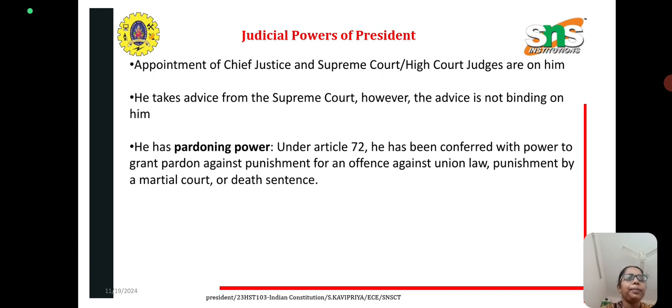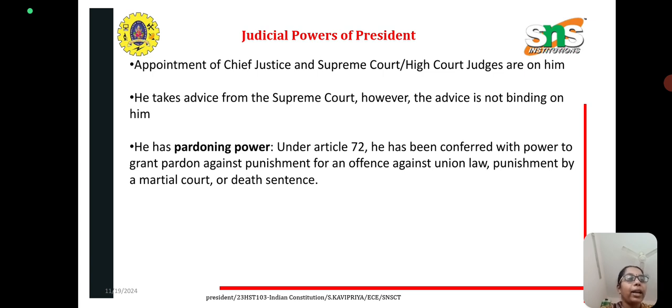And next is the judicial power of the president. Appointment of the chief justice and Supreme Court and High Court judges is on him. He takes advice from the Supreme Court. However, the advice is not binding on him.